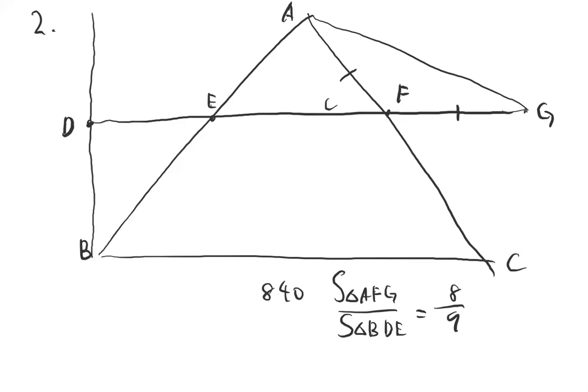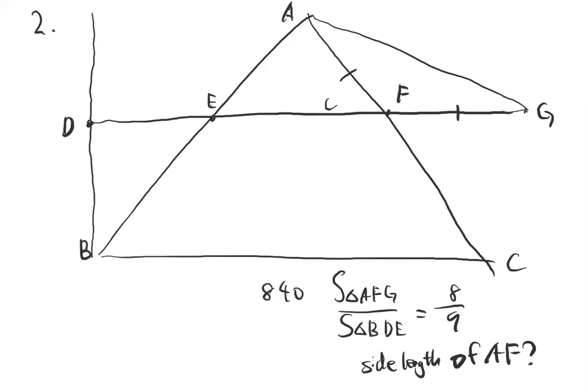So we're given that ABC is an equilateral triangle with side length of 840. We're given that AFG is an isosceles triangle. DG is parallel to BC, and BD is perpendicular to BC. And we also know the area ratio between AFG and BDE. So in the question, what we're trying to find is the side length of AF. So how do we proceed with this problem?